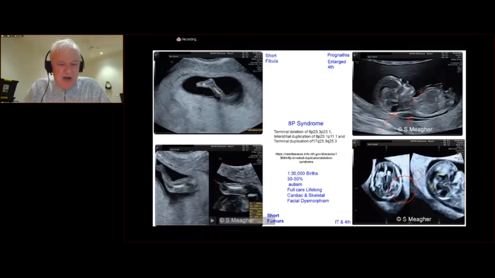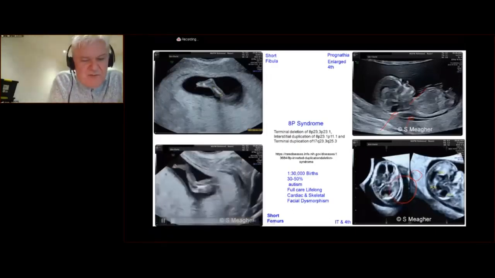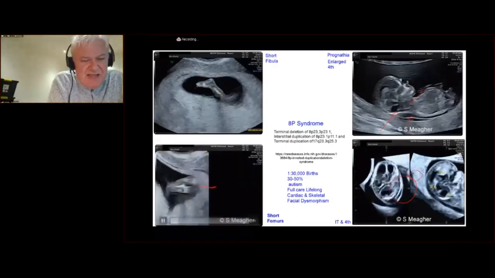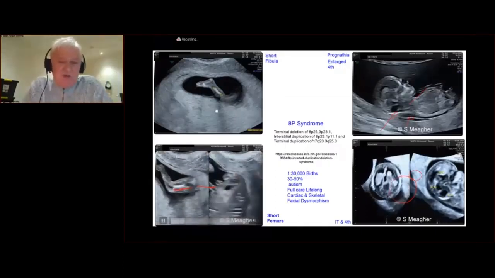But the other feature that stood out was that the long bones were much shorter than they should be. So femur should normally be this sort of length at a 13-week scan, over a centimetre. So a very significant reduction in the long bones.